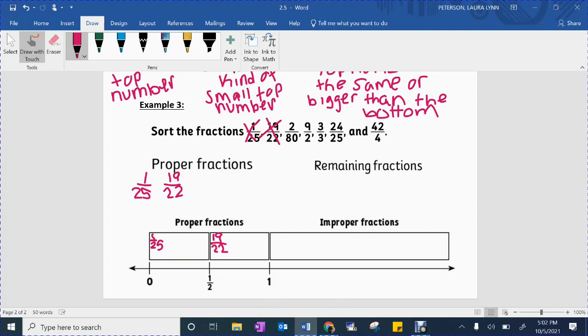Now let's go over to 2/80. Well, that top number is smaller than the bottom. That makes it proper. So on the proper side, let's write 2/80. Now let's decide where it should go. Is it a really small proper fraction or only kind of small? So the top number compared to the bottom. Well, 2 is really small compared to 80, so we need to put it in the really small box.